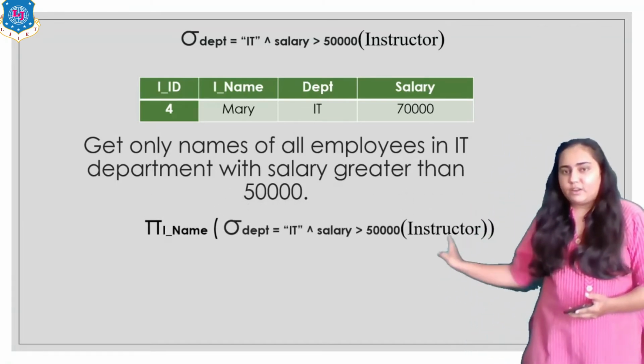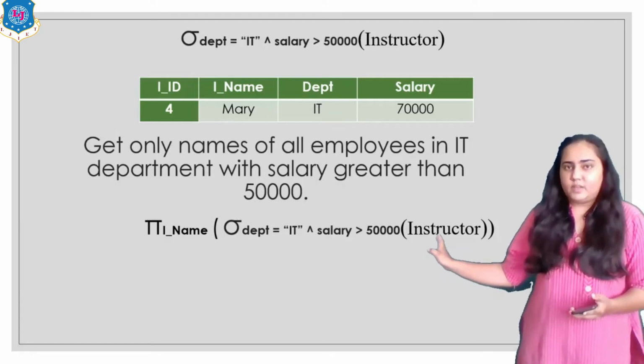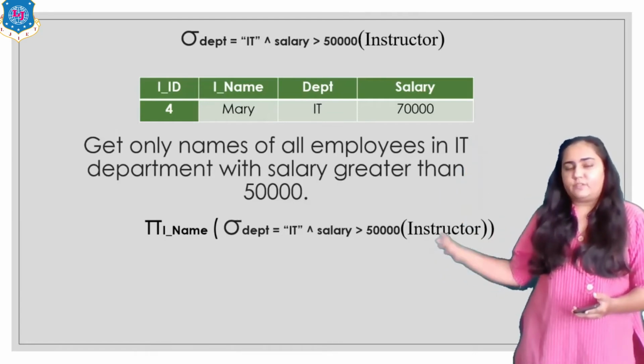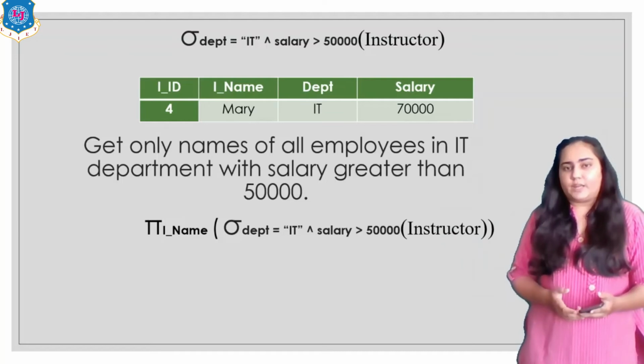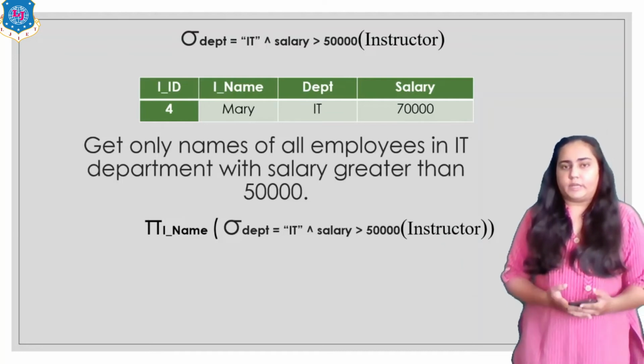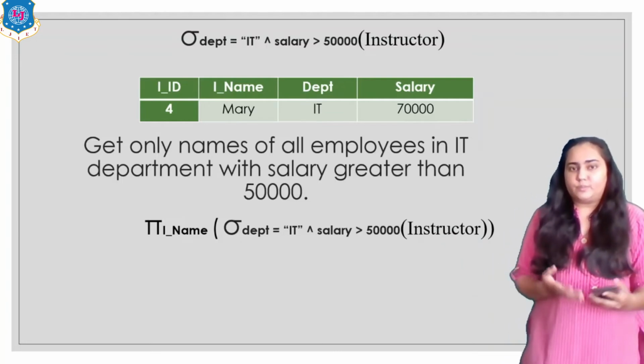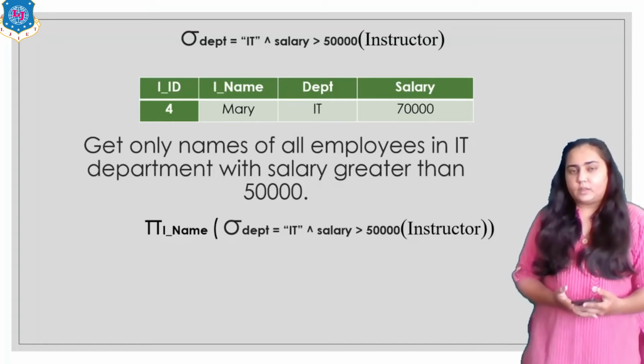You can see that the query that's inside is nothing but what has been copied from up there. And outside of it, there's another bracket. And then outside the bracket, there is pi i underscore name. This would get me the i underscore name column.